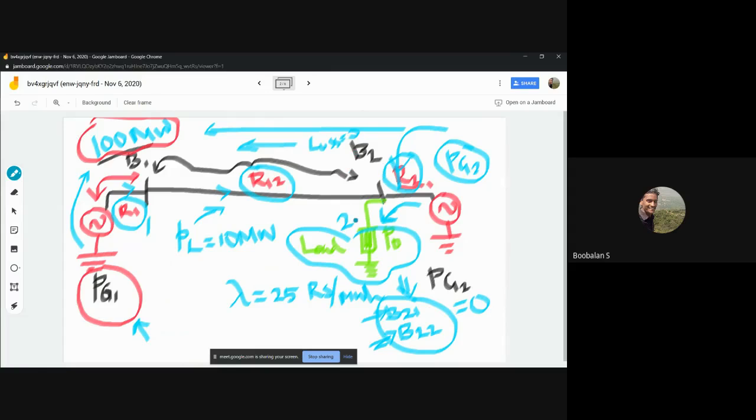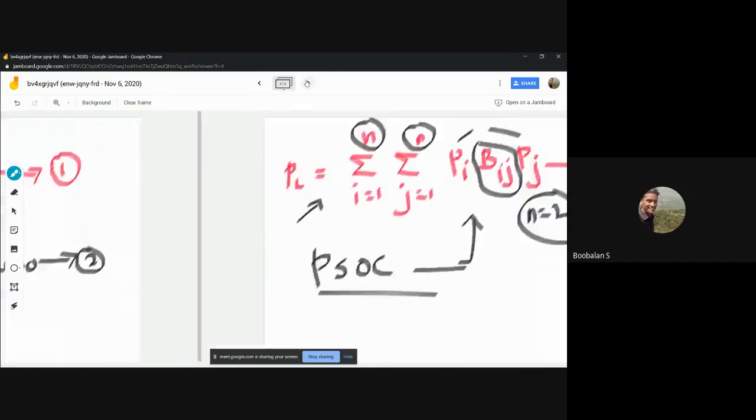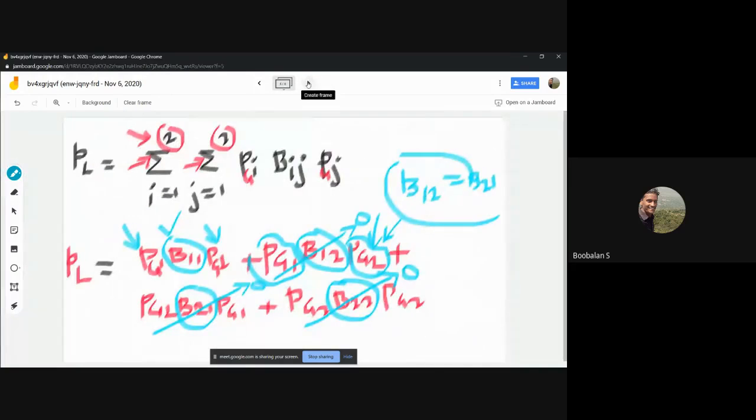Actually, the load is here. The power generated from generator 2 is going to flow like this. It's not going to flow from B2 to P1, because there is no load on my bus number 1. That's why there is no loss in that particular area. We are just going to consider it like that. Now B1 to B21 are both 0. See what remaining values there are.